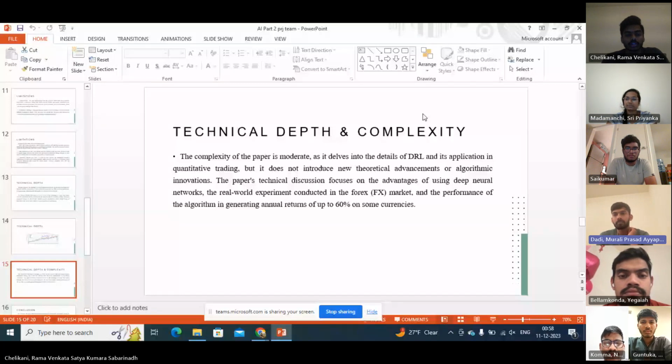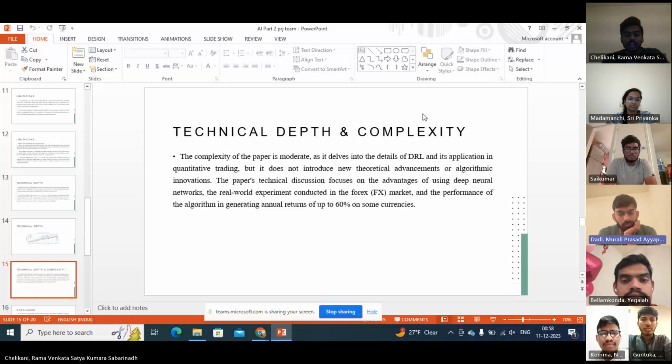Yeah, we can discuss technical depth and complexity. The complexity of the paper is moderate as it delves into the details of DRL and its applications in quantitative trading, but it does not introduce new theoretical advancements or algorithmic innovations. The paper's technical discussion focuses on the advantages of using deep neural networks, FX markets, and the performance of algorithms in generating annual returns up to 60% on some currencies.